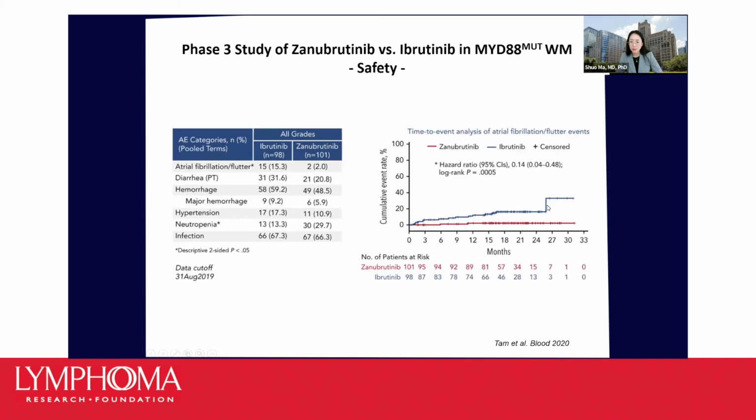This is the long-term safety analysis. This is what we are really mostly interested in, because we're hoping that the more selective inhibitors might have a better safety profile. So it's quite significant to see that the rate of atrial fibrillation, which is the cardiac arrhythmia, was really significantly reduced from 15% to 2% for patients who were treated on this study. There seem to be some minor improvements in other side effects such as diarrhea, but I think the most significant finding is the reduced cardiovascular risk.